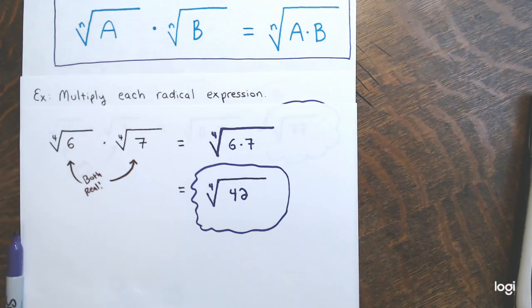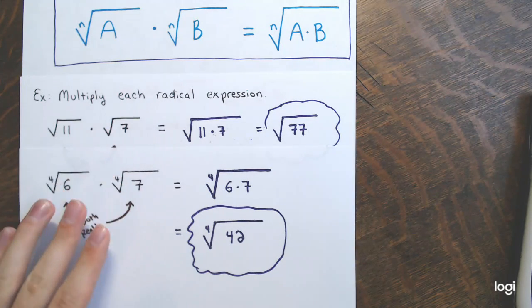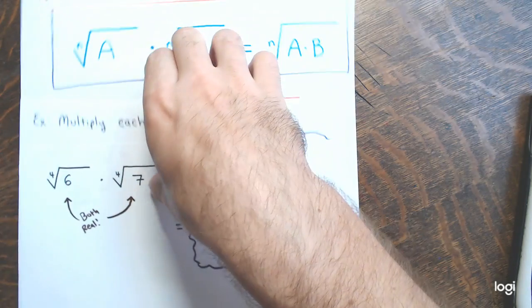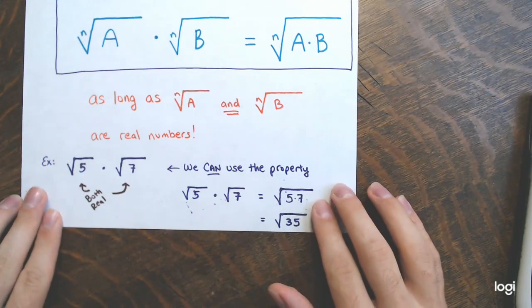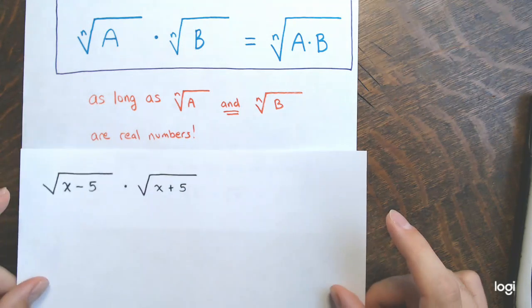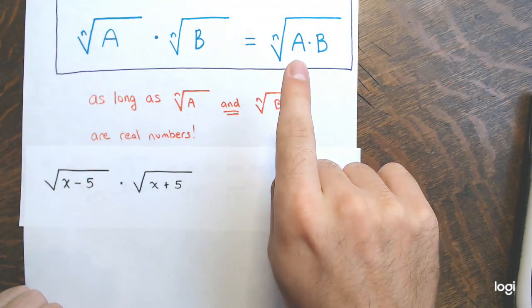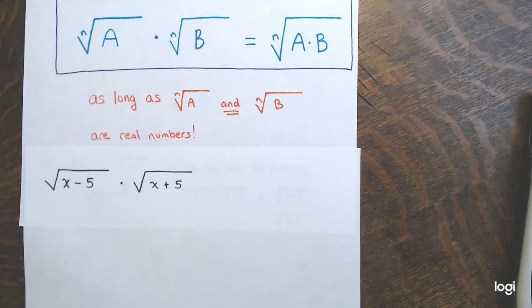All right. Now my next examples, my last two examples, have variables involved. The first two are just a bunch of numbers, right? Square root of 11, square root of 7, fourth root of 6, fourth root of 7. My last two examples have variables involved, so you really have to pay attention. You really have to focus on when these roots, when these radicals are going to be real numbers, right? Remember, I said we can only use this property if the two radicals represent real numbers.